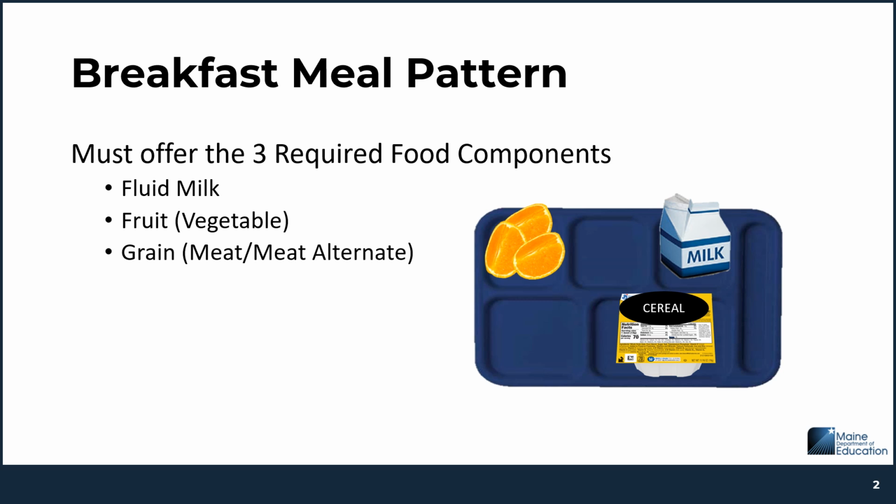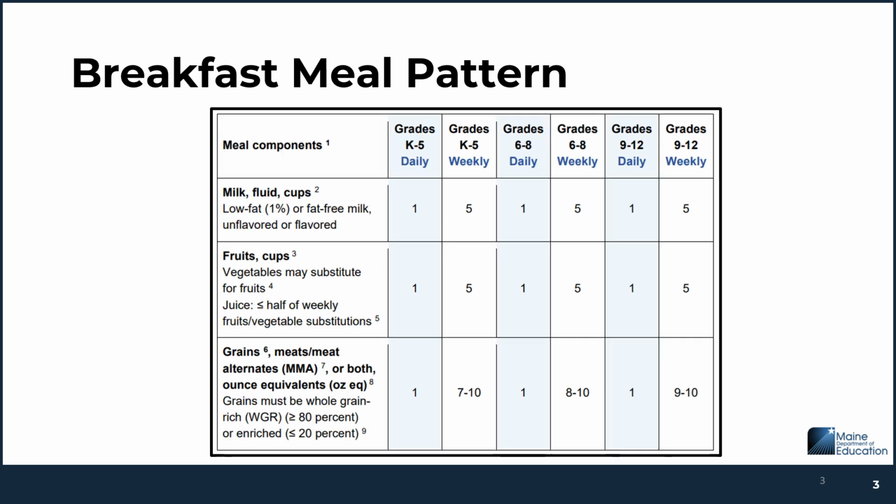The school breakfast meal pattern requires that 3 food components be offered to students. These are the milk, fruit, and grains components. The 3 food components for breakfast must be offered in the minimum serving sizes and quantities by day and week. We will go through each of these in this presentation.